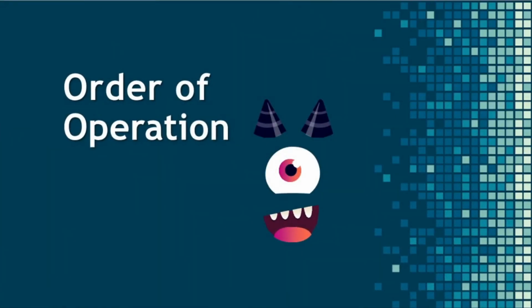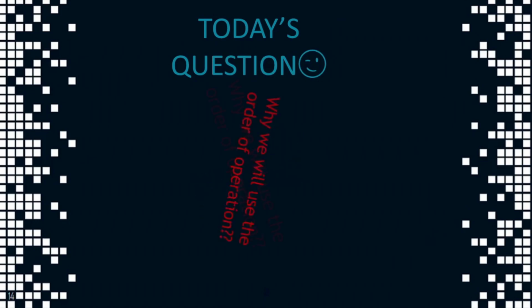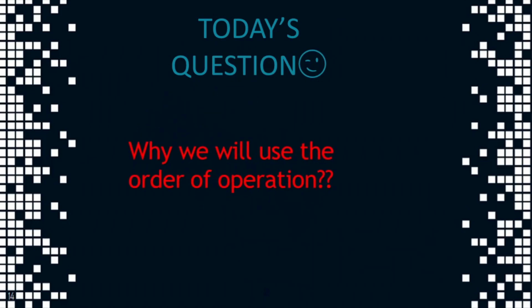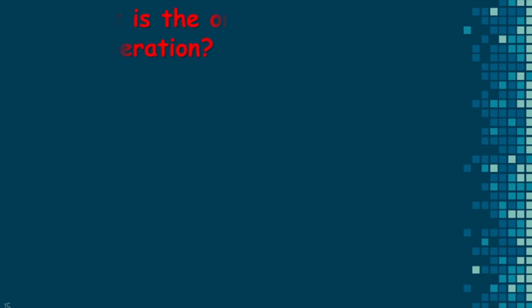Today we talk about the order of operations, but after the examples and knowing more about the order of operations, we'll play a game, so stay with me. Okay, let's get started. And each day we have a question. So today's question will be: why do we use the order of operations, and why is it important? You will see at the end of the video.